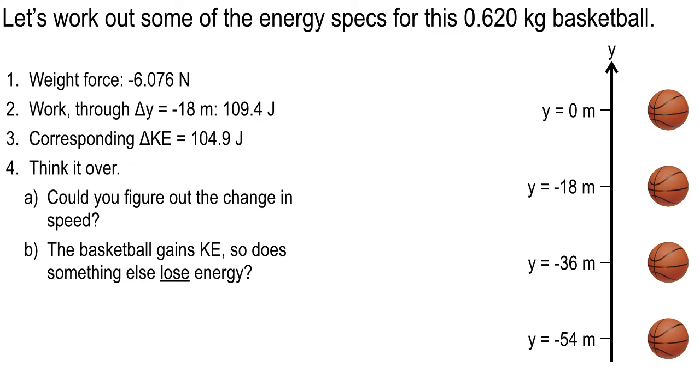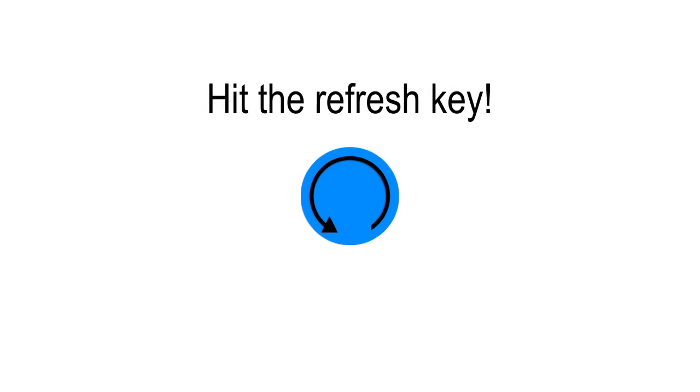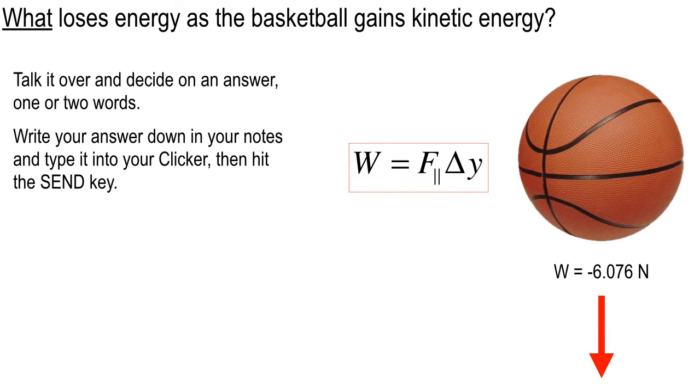Okay. Now, question 4B. The basketball gains kinetic energy. So does something else lose kinetic energy? The basketball gains, the skateboarders gain leftward or rightward momentum, but does something else lose kinetic energy? Hit your refresh key. Now I want to probe your brain by asking you a question. Here it is. What loses energy as the basketball gains kinetic energy?